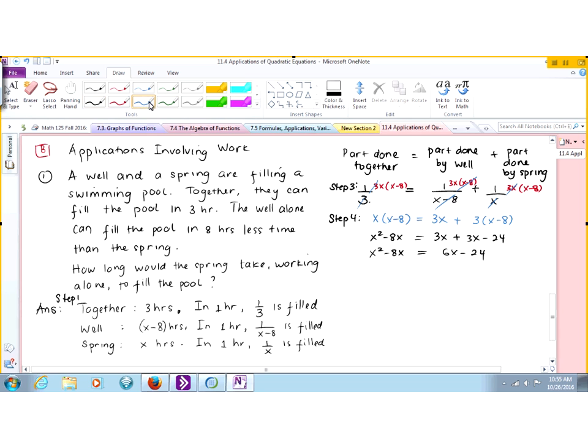Then what do we do? Okay, subtract 6x both sides and add 24. So x squared minus 14x plus 24 is equal to 0. Okay, good. Is it factorable? 24, yes, x minus 12 times x minus 2 equals 0. All right. What is x? x equals 12 or x equals 2? Which one is the solution, or are both solutions?